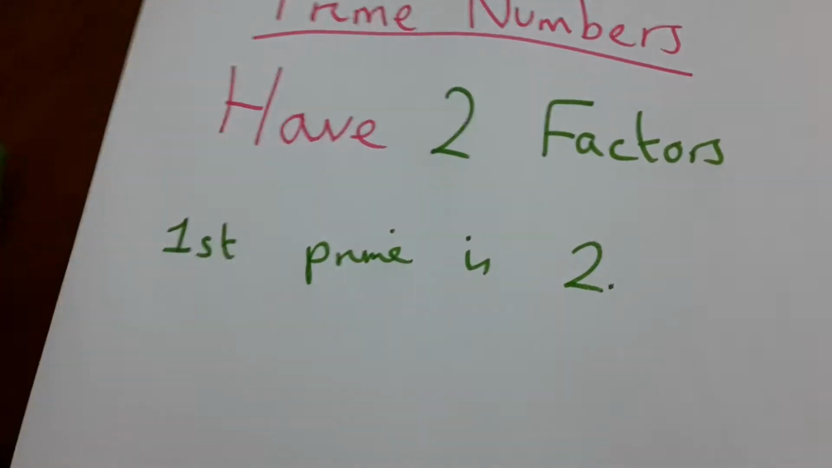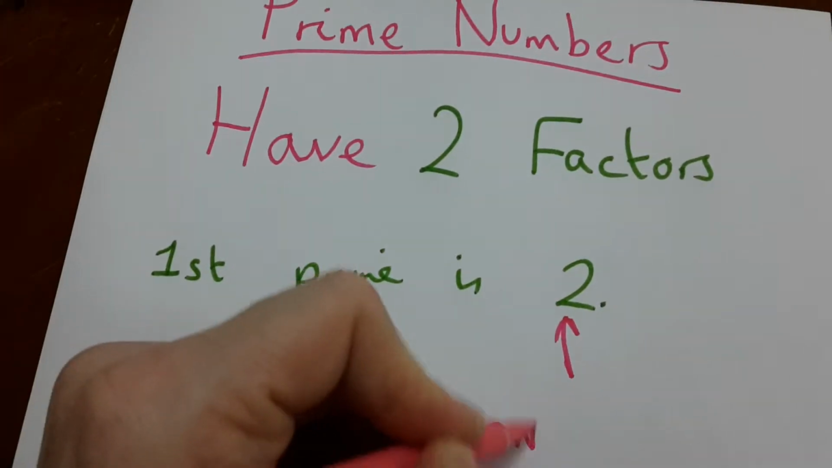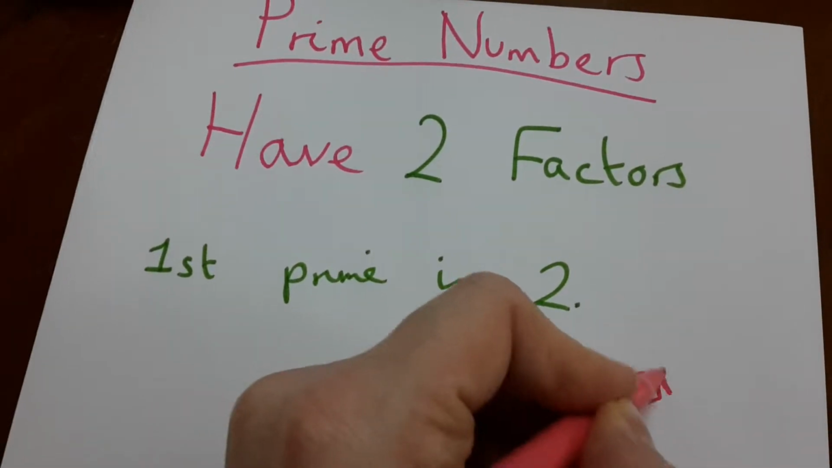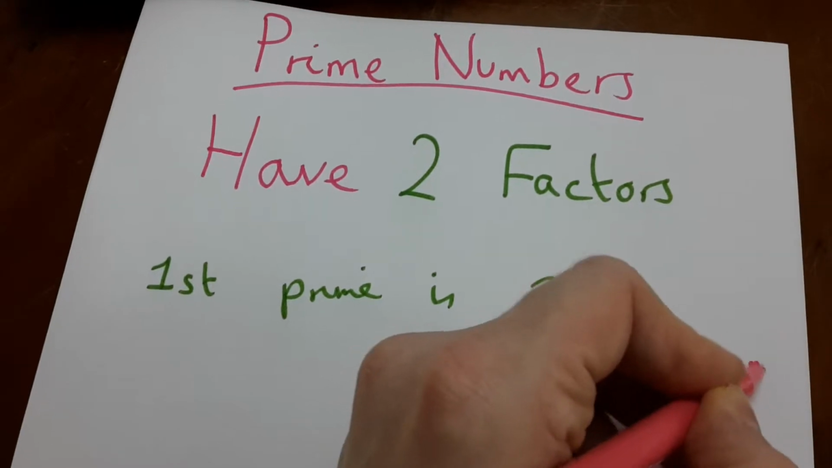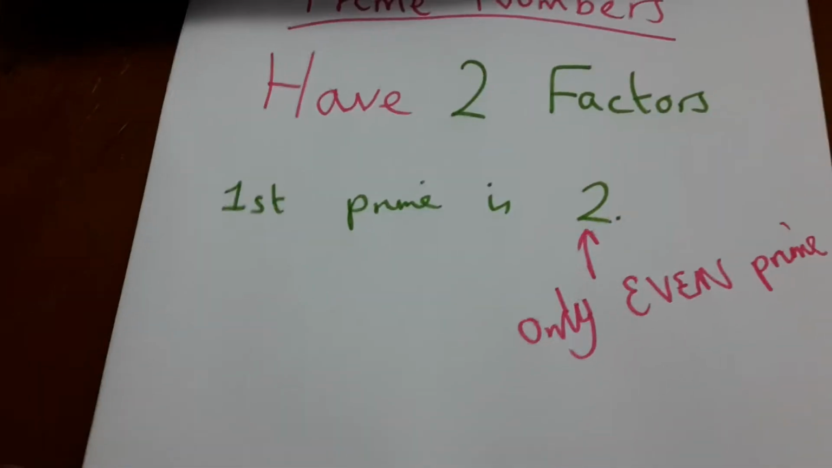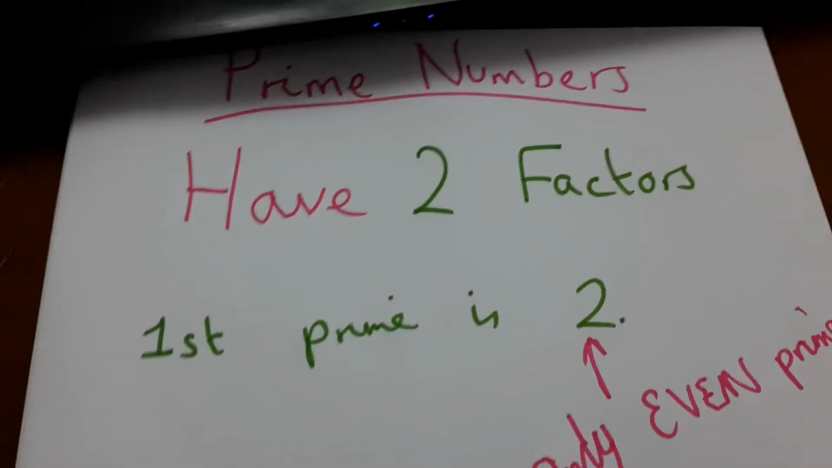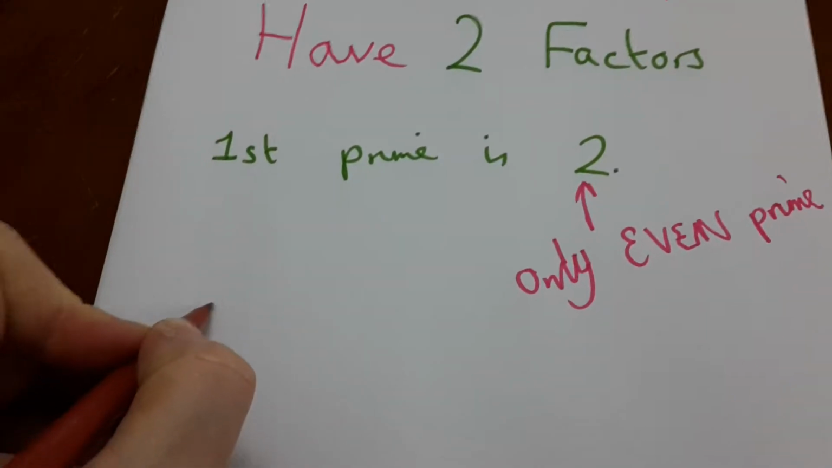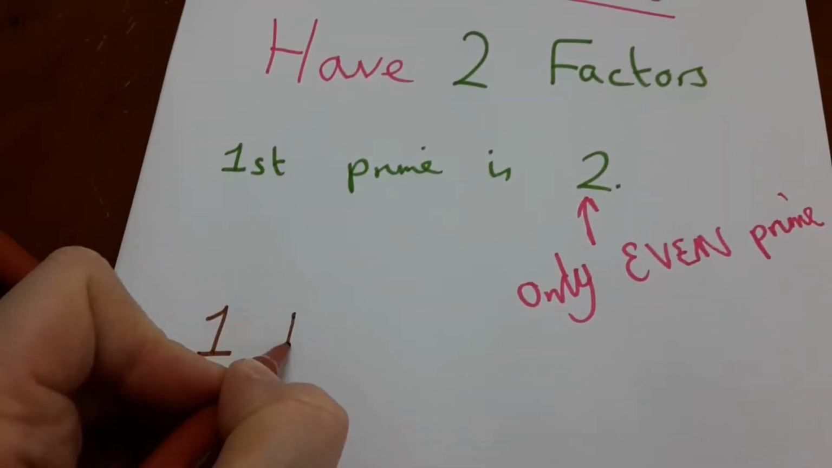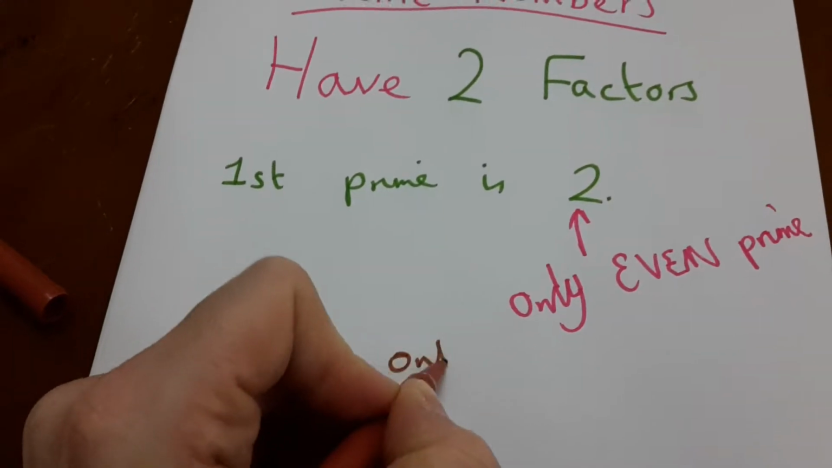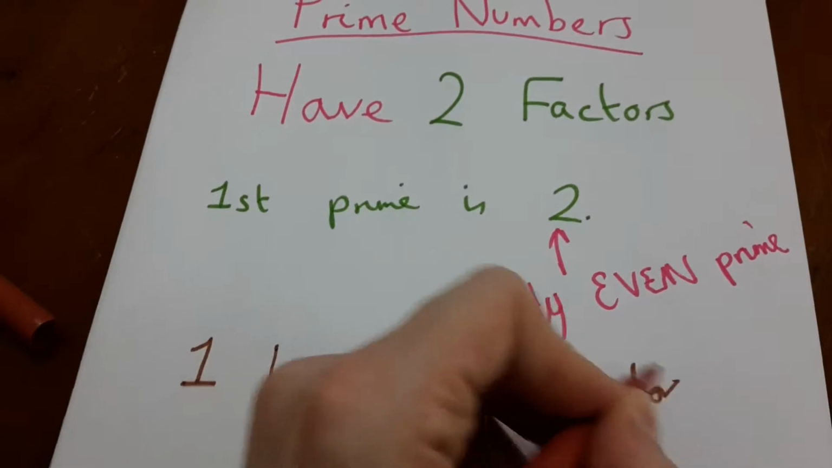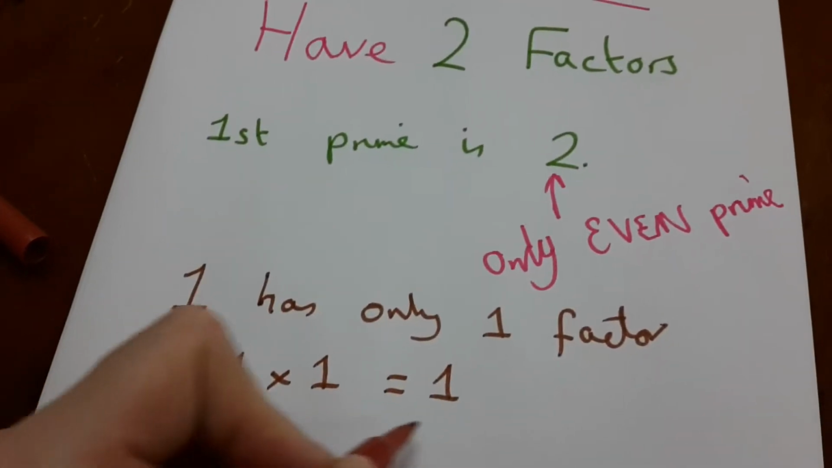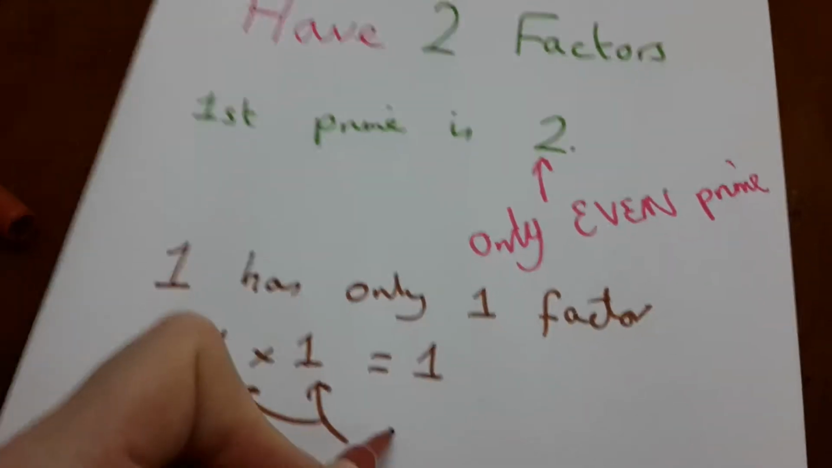And the amazing thing about that is it is the only even prime number, because anything more than 2 would be in the 2 times table. Now, why isn't 1 a prime number? Well, that's because 1 has only one factor, so it cannot be prime. So, for instance, 1 times 1 equals 1, so it only has one factor.